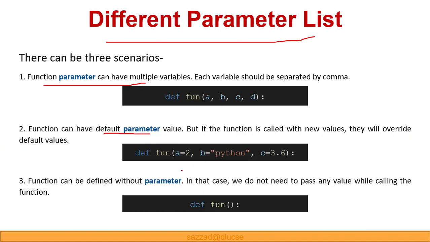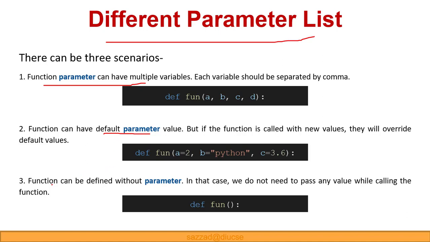So if we call the function fun and provide 3 values, like first an integer, then a string, and then a float, then the default values will be overridden. This is also applicable in Python, and it is called a default parameter value.